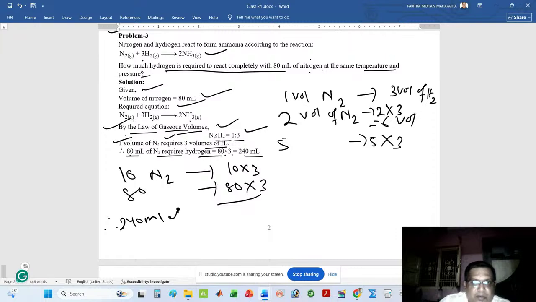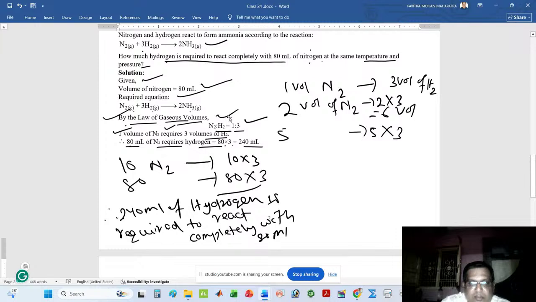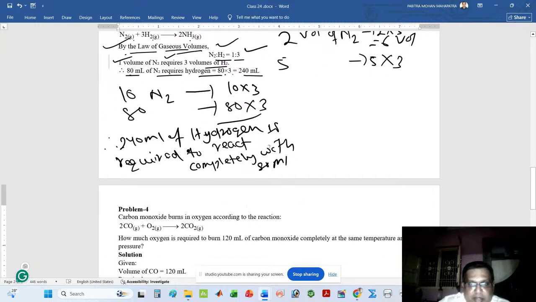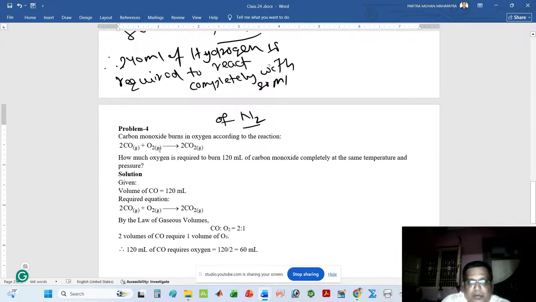240 ml of hydrogen is required to react completely with 80 ml of nitrogen. This is your answer. Next, move to problem number 4.